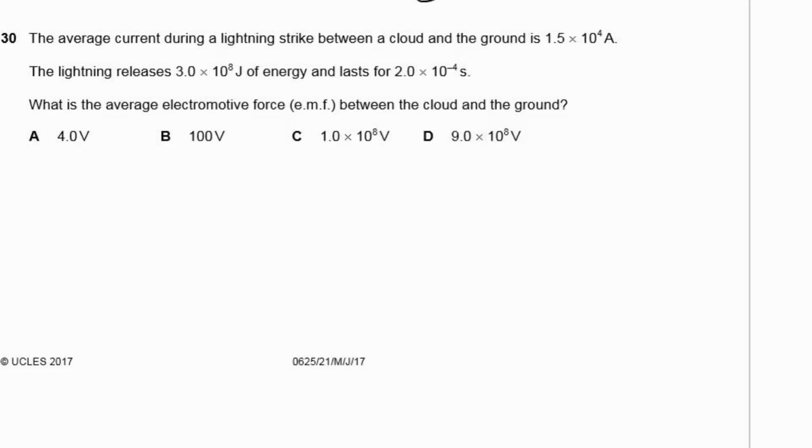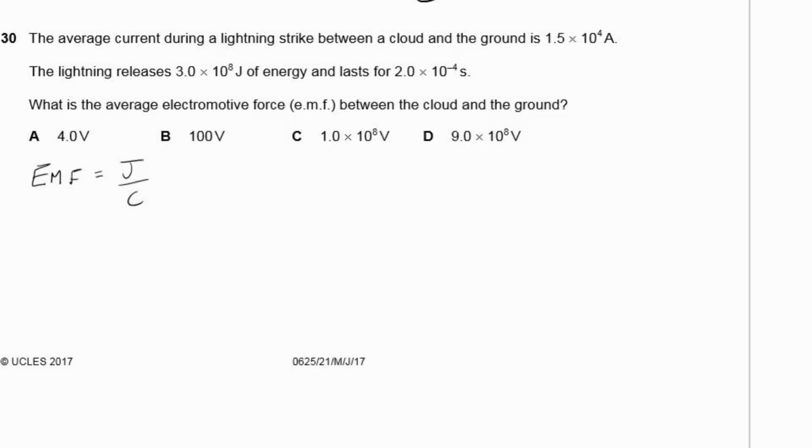30. The average current during a lightning strike between a cloud and the ground is 1.5 times 10 to the 4 amps. The lightning releases 3 times 10 to the 8 joules of energy and lasts for 2 times 10 to the minus 4 seconds. What is the average EMF between a cloud and the ground? Right. Okay. The EMF, which is the voltage, is the work done per unit charge. So let's get the unit of volts, which is joules over coulomb. 1 volt is 1 joule per coulomb.